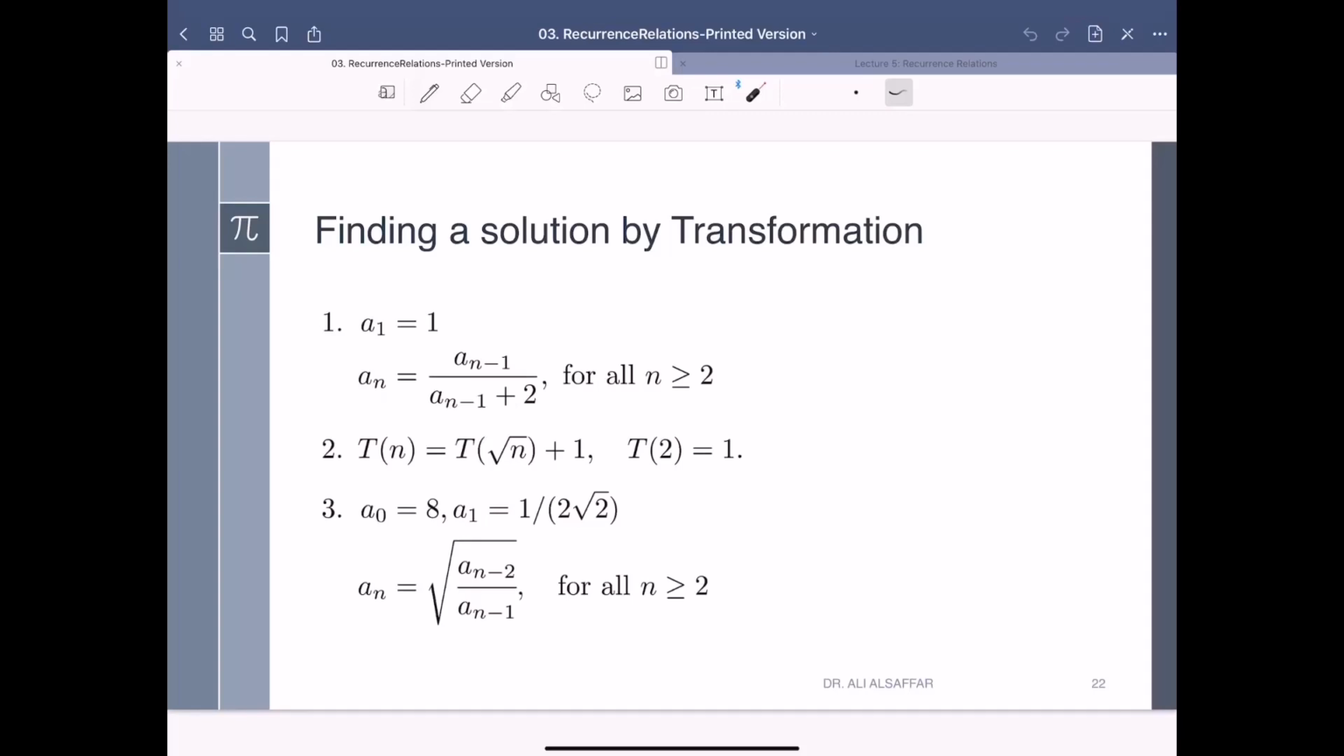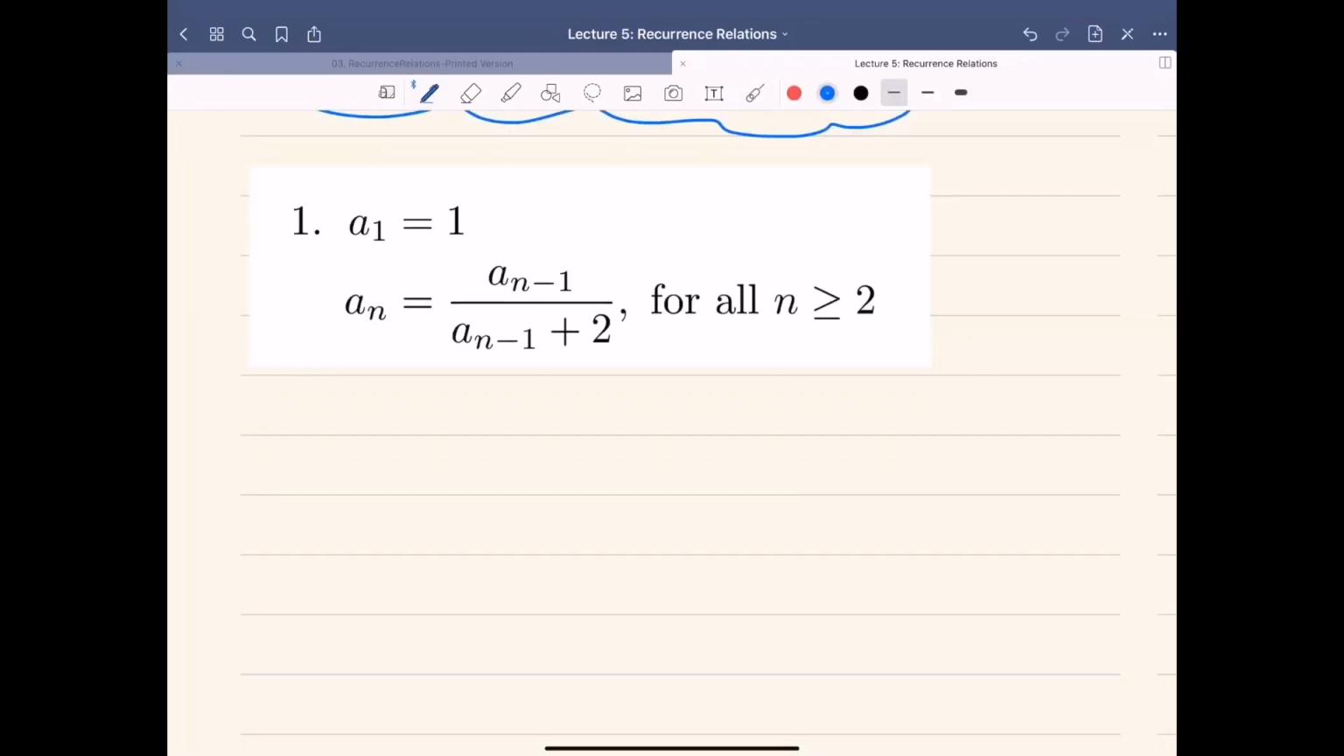Let us solve the first one and see what is the idea and where is the transformation. This is the first problem. Now, by looking at the problem, it seems that it is not in a standard form. So we have to do some kind of transformation. So what is the idea here?